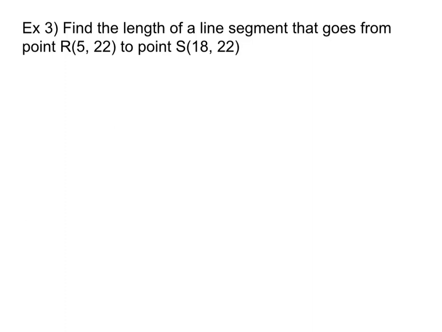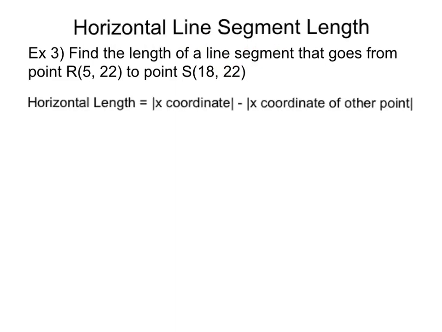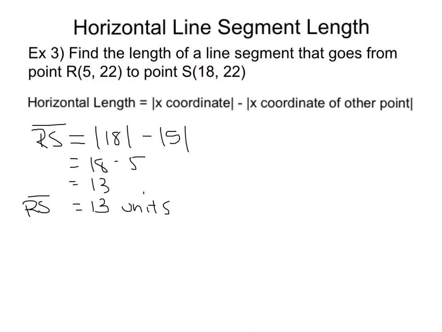Here we're given another problem where we need to find the length of a line segment. Here our y values are the same, so we know this must be a horizontal line segment. When we're finding a horizontal line segment length, we're going to take the smaller x value's absolute value away from the bigger x value's absolute value. So in this case, it's going to be the absolute value of 18 minus the absolute value of 5. So the line segment RS must be 13 units.